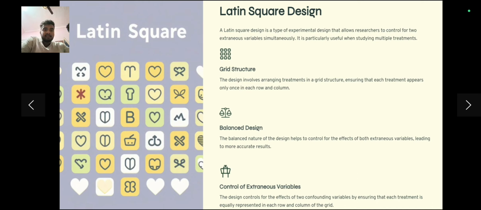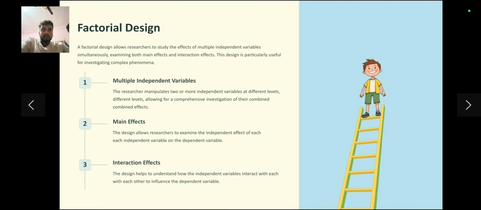The balanced nature of the design helps to control the effects of both extraneous variables, leading to more accurate results. Control of extraneous variables. The design controls for the effects of two confounding variables by ensuring that each treatment is equally represented in each row and column of the grid.